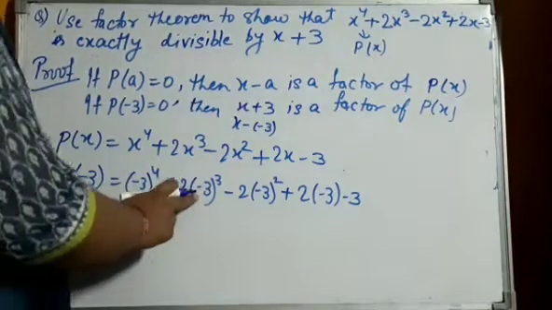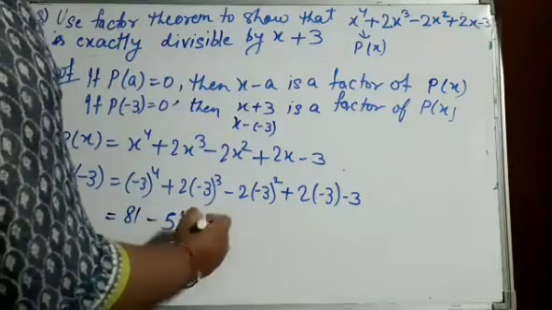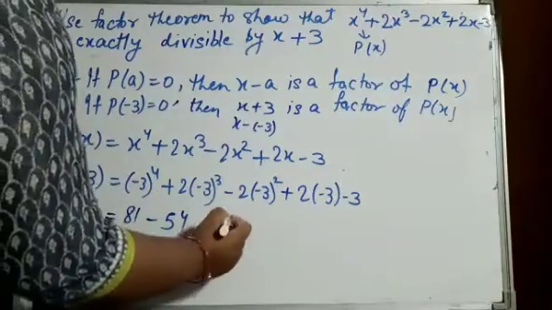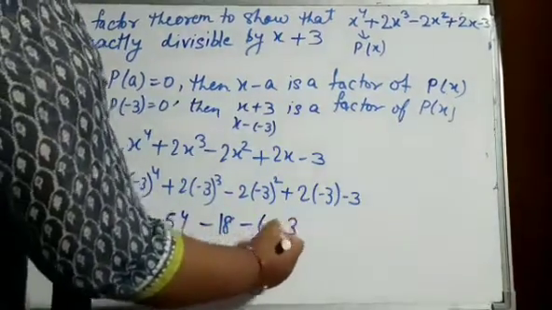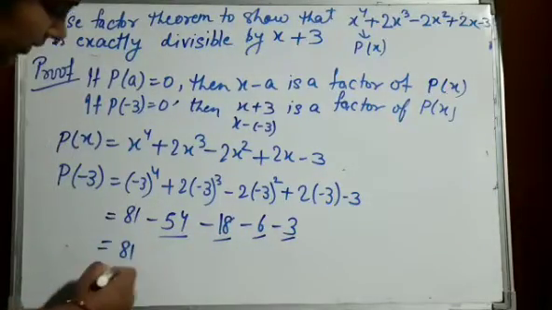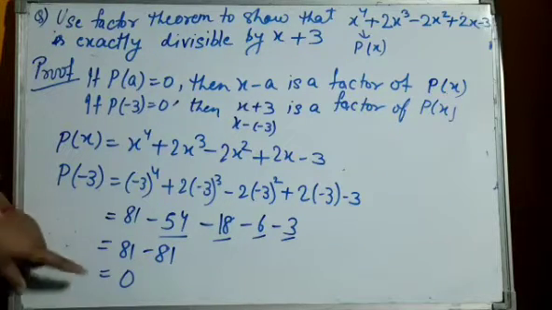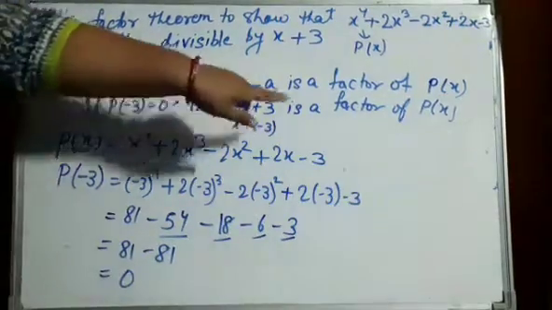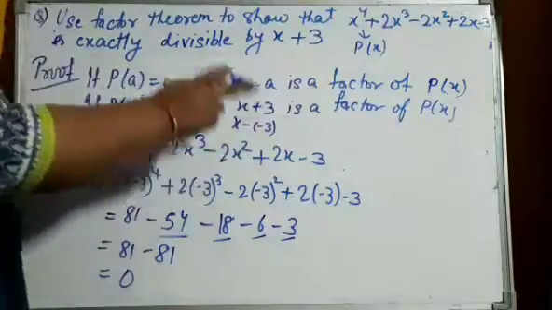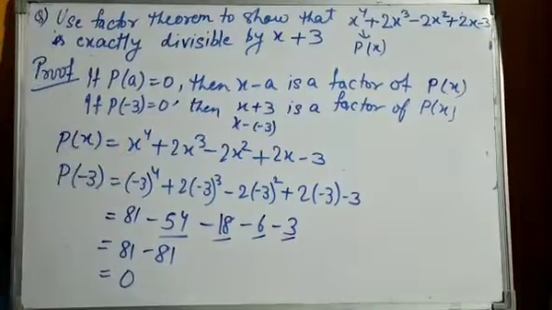Here minus 3 cube will be minus 27, multiplied by 2 will be minus 54. Here minus 3 square is 9, 9 multiplied by 2 is 18, then minus 6 minus 3. When all these are added, you will get 81 minus 81, which is 0. So we are getting p of minus 3 equal to 0. Hence x plus 3 is a factor of p of x. Or if x plus 3 is a factor of p of x, then this polynomial is completely divisible by x plus 3.